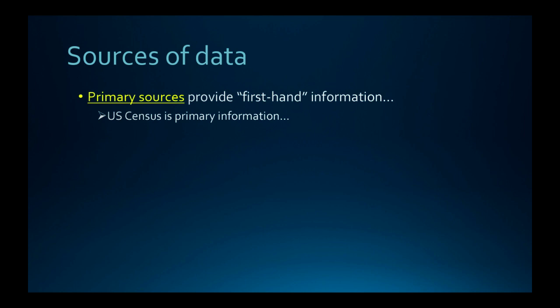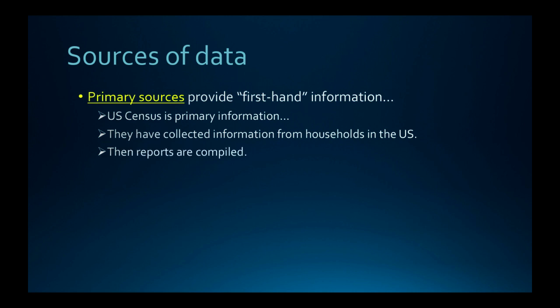The U.S. Census Bureau runs that census, and they are responsible for collecting all of that data. So the U.S. Census literally collects data firsthand from households in the United States. So we can all agree that that's a primary source. Of course, then they can take this data and compile some reports and make them available to the public. So we understand primary sources. Those are going to be the sources where data has been collected firsthand.